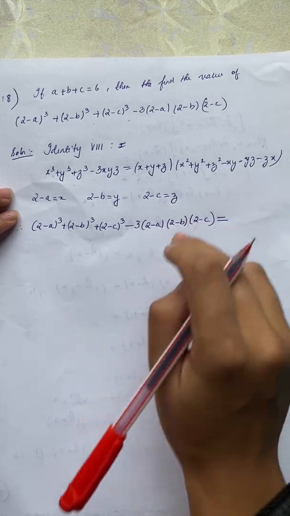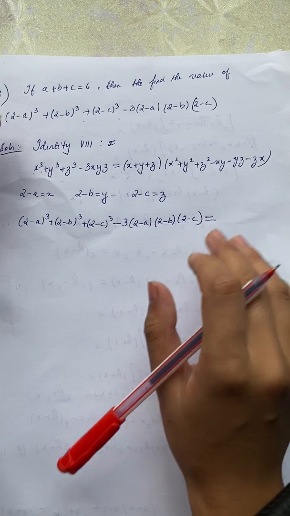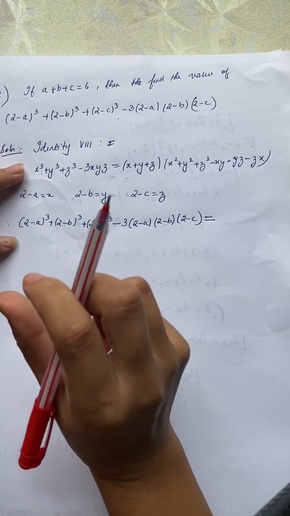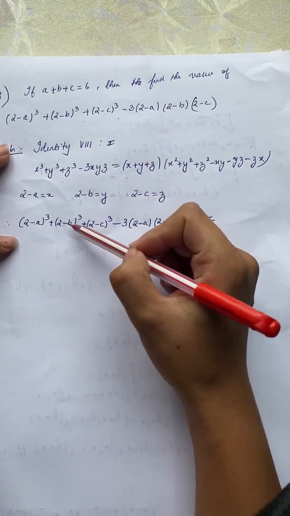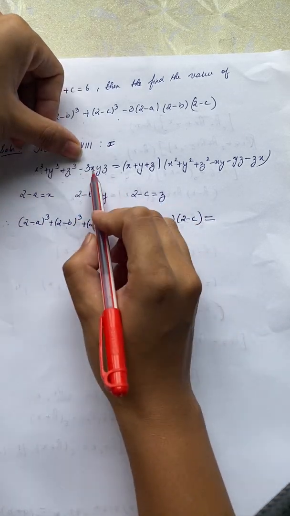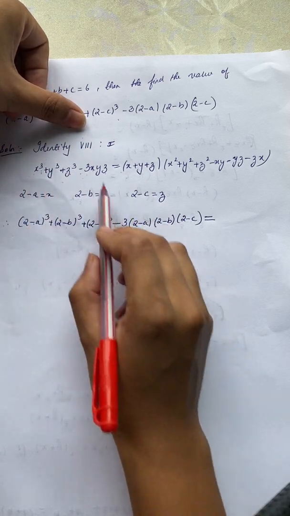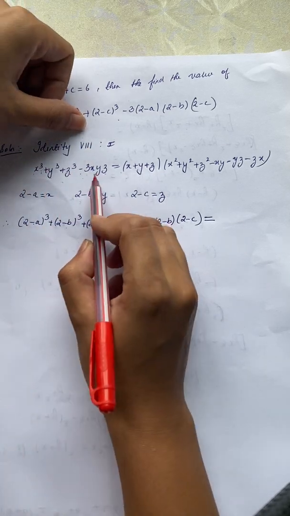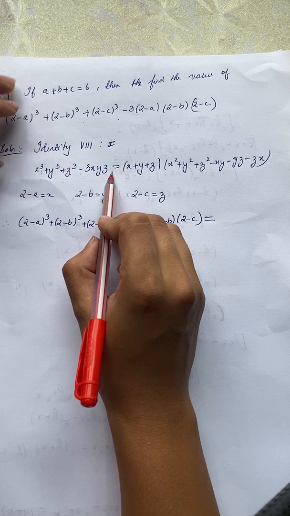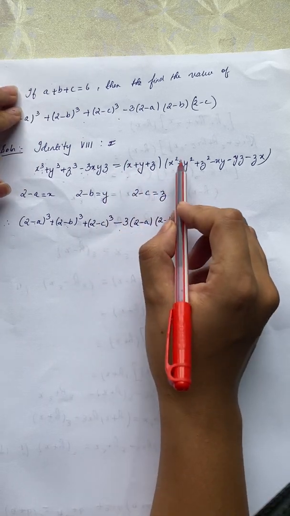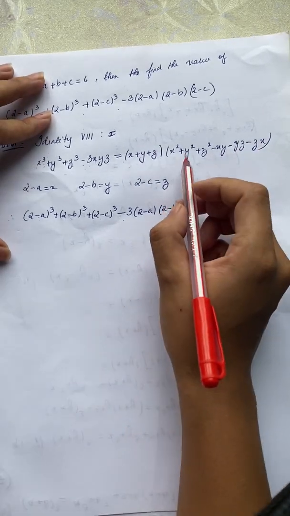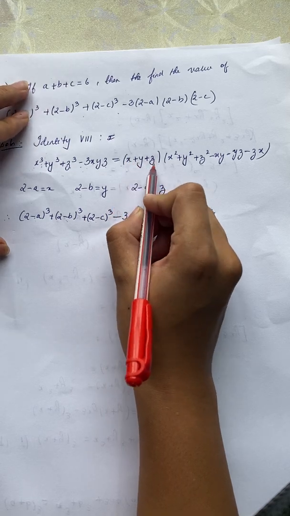This is equal to, I'll write in the next line, since space is less here. Now see, x cube is (2 minus a) cube, same. y cube is (2 minus b) cube, z cube is (2 minus c) cube, minus 3 into x, which here is 2 minus a, then y is 2 minus b, and z is 2 minus c. That means this is equal to (x plus y plus z)(x square plus y square plus z square minus xy minus yz minus zx).